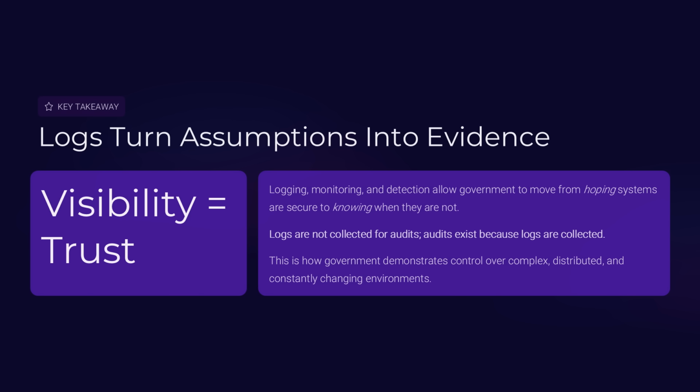The key takeaway from this lecture is this: logging, monitoring, and detection are how the ISM turns assumptions into evidence. They allow government organizations to move from hoping systems are secure to knowing when they are not. When you understand logging this way, it stops being a storage problem or a cost discussion. It becomes a trust mechanism. It is how government demonstrates control over complex, distributed, and constantly changing environments.